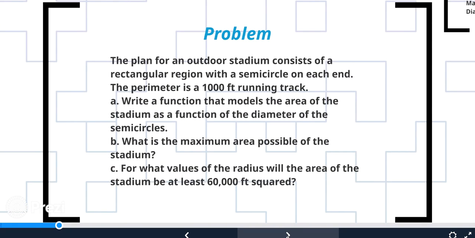The plan for an outdoor stadium consists of a rectangular region with a semicircle on each end. The perimeter is a 1,000-foot running track. So this is a three-step problem. Step A is write a function that models the area of the stadium as a function of the diameter of the semicircles. Step B is what is the maximum area possible of the stadium. And step C is for what values of the radius will the area of the stadium be at least 60,000 feet squared.